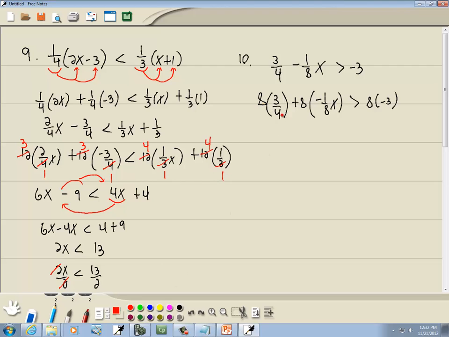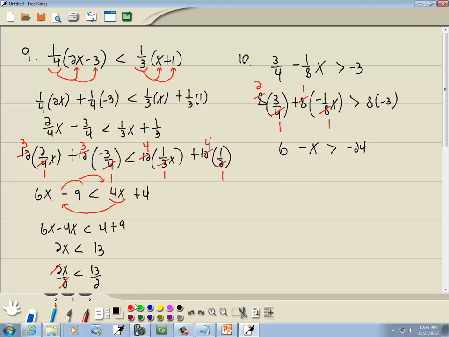Well, 8 and 4 both divisible by 4. 4 divided by 4 is 1. 8 divided by 4 is 2. 8 and 8 both divisible by 8. 8 divided by 8 is 1. 8 divided by 8 is 1. So I got 2 times 3 is 6. 1 times negative 1 is negative 1 times x is negative x. And 8 times negative 3 is negative 24.